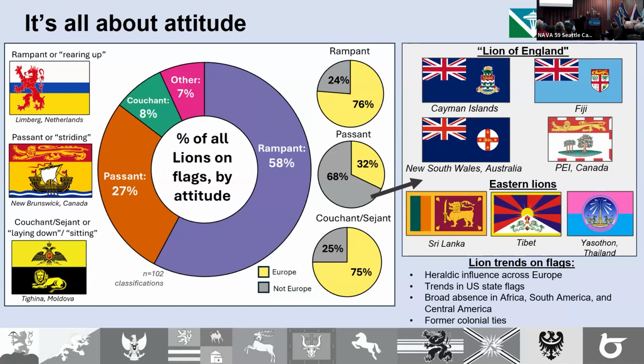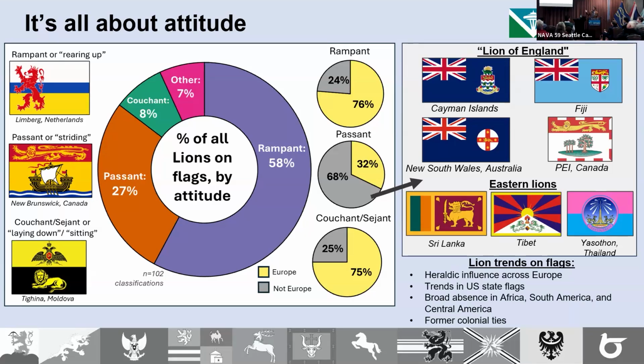Rampant lions, those are the rearing up lions, occur on 60% of flags. So that's about 60 of the 102 are the lions rearing up. And if you look at the small pie charts here, rampant lions dominate on flags of Europe. So three quarters of those rampant lions are on European flags.